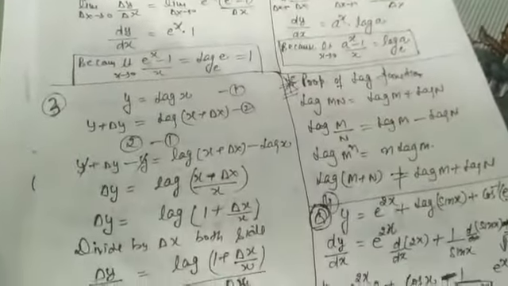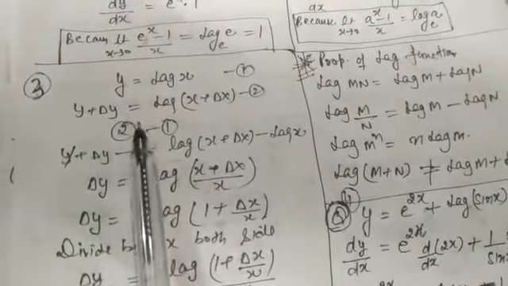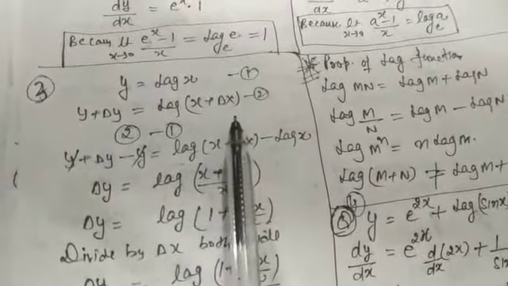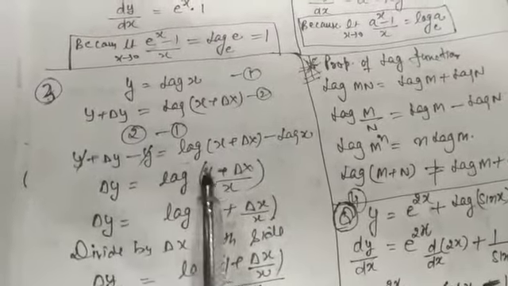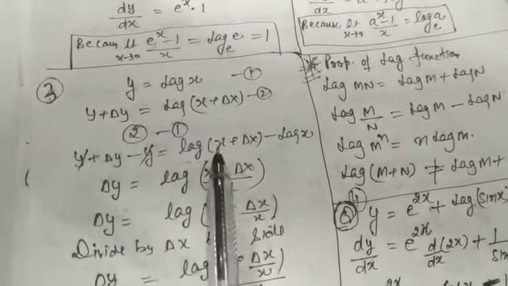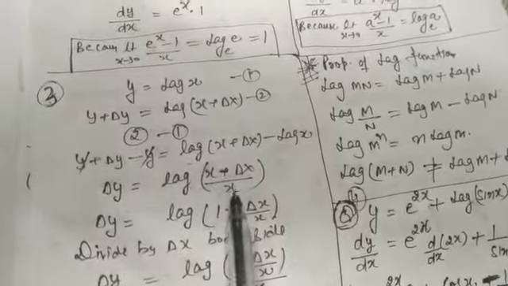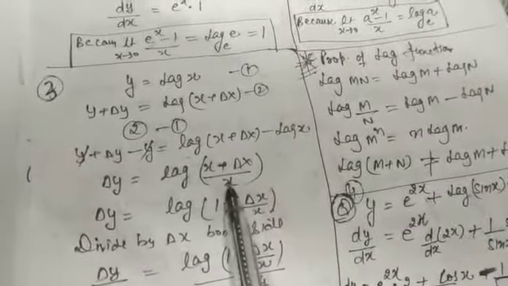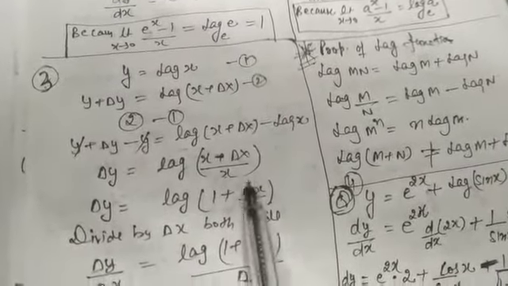Now one more function, log x. y is equal to log x, and y plus delta y is equal to log of x plus delta x. Again subtract equation number 1 from equation number 2. After that we apply the property log m minus log n equals log of m upon n. So, x plus delta x upon x. Now divide by x separately: x upon x is equal to 1, plus delta x upon x.